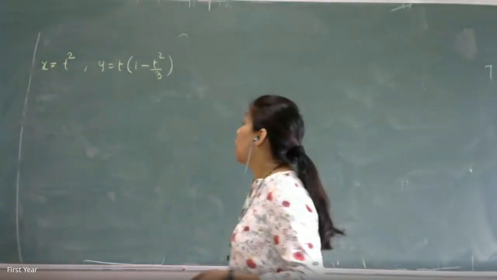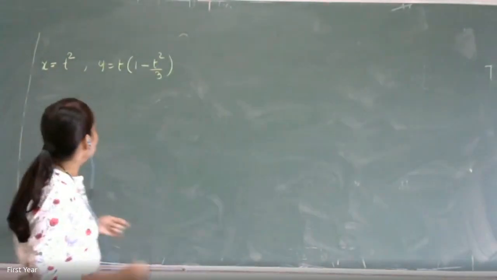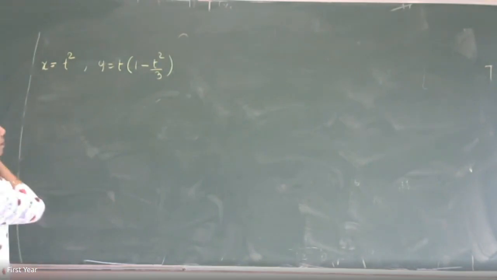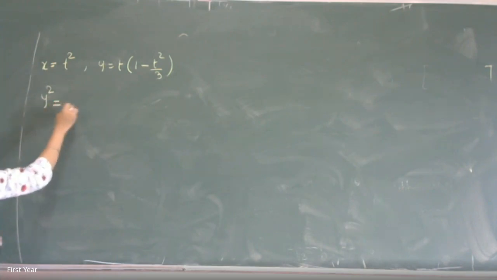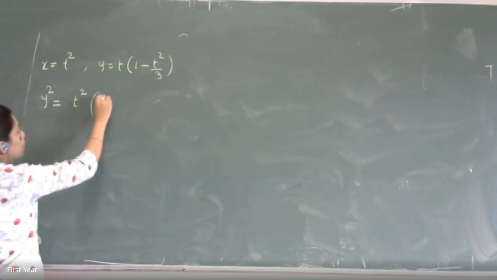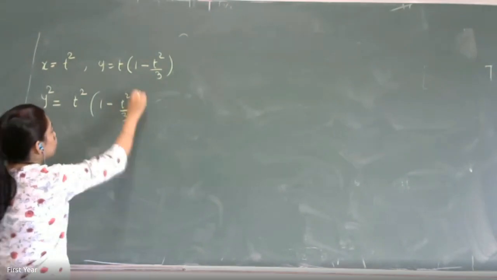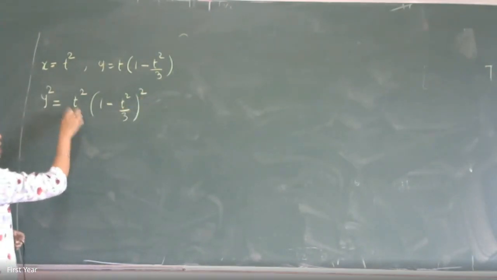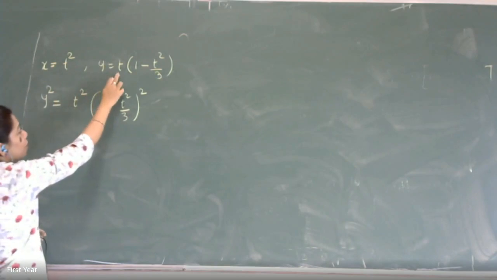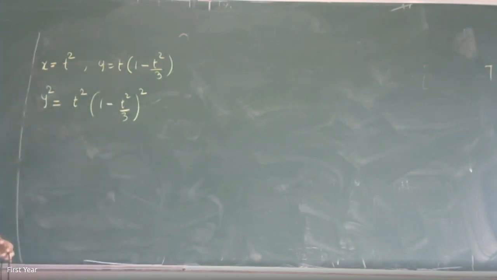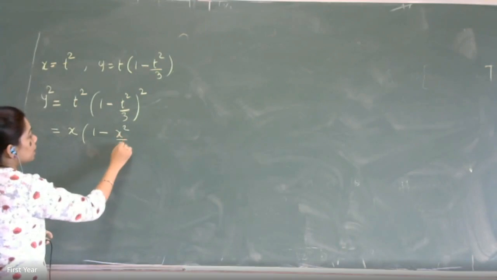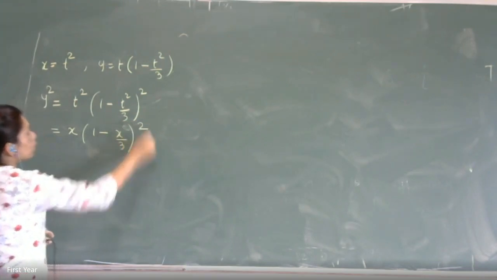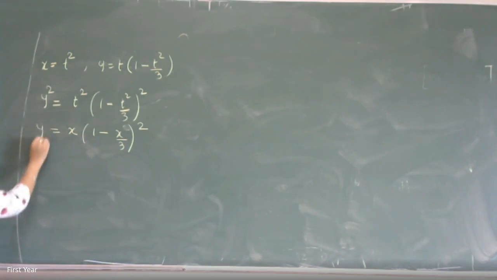So look at the question. x is t square. So can we do that? So if I write y square, those who want can try to solve. This y square, if I write, will become t square into 1 minus t square by 3 the whole square. Why did I do this? Can you tell me? Because x is t square. If there was t, I would have got root of x, which will become complicated to solve. That's why I made it square. So y square is equal to x into 1 minus x by 3 the whole square. Is it okay?